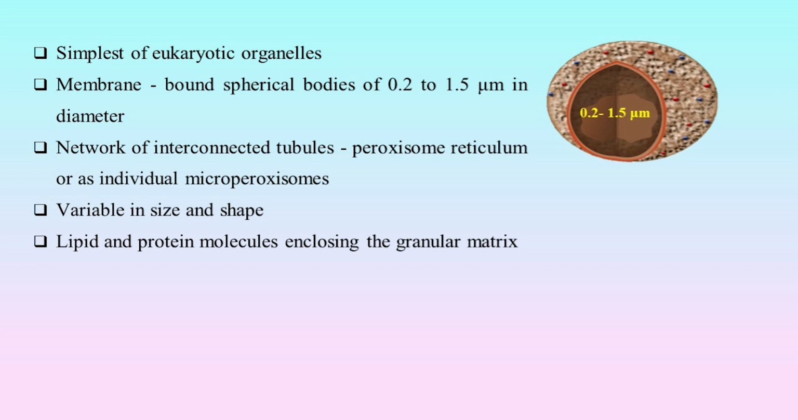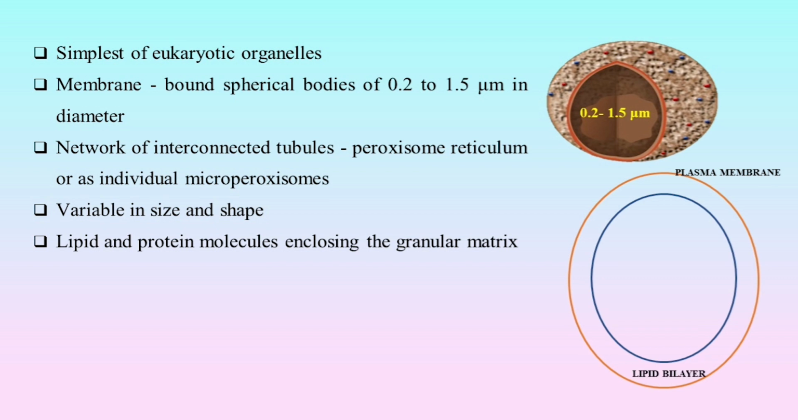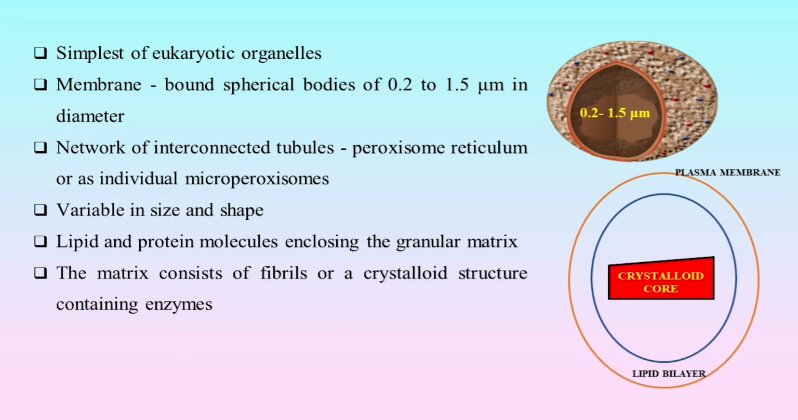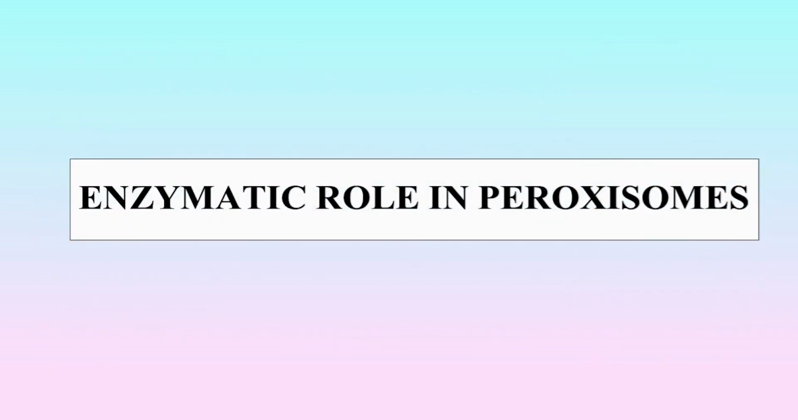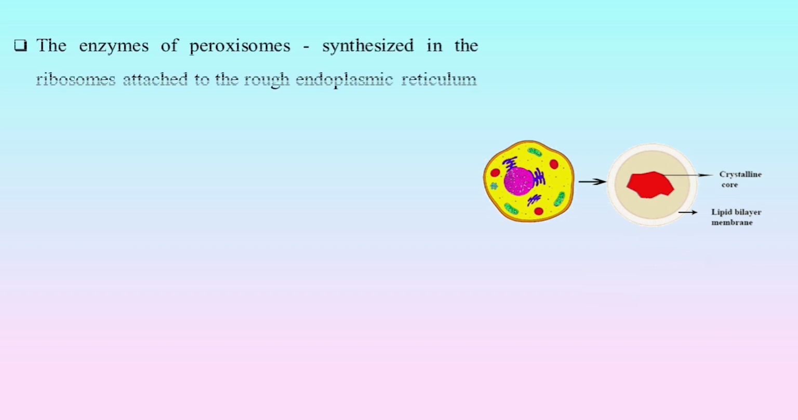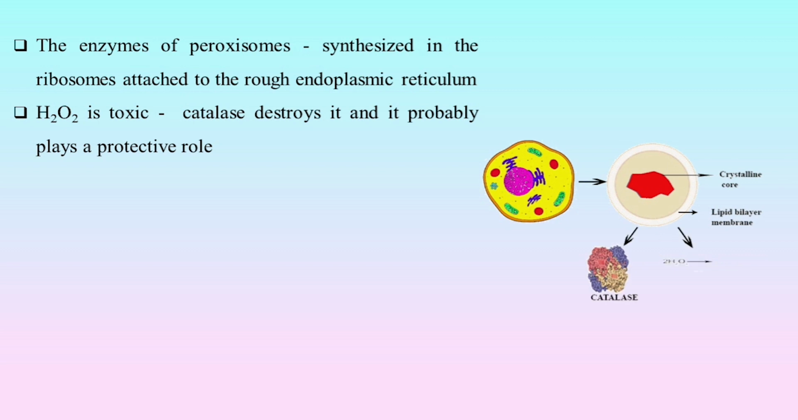Peroxisome consists of a single limiting membrane of lipid and protein molecules enclosing the granular matrix. The matrix consists of fibrils or a crystalloid structure containing enzymes. The nucleoid-containing peroxisomes are found in liver and kidney. Enzymatic role in peroxisome. The enzymes of peroxisomes are synthesized in ribosomes attached to the rough endoplasmic reticulum. Hydrogen peroxide is highly toxic to human beings, animals and plants. So the enzyme catalase destroys it and probably plays a protective role in all cells.